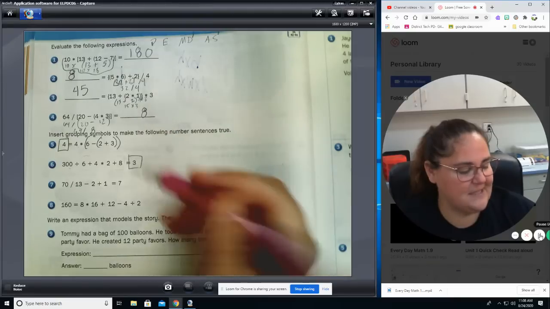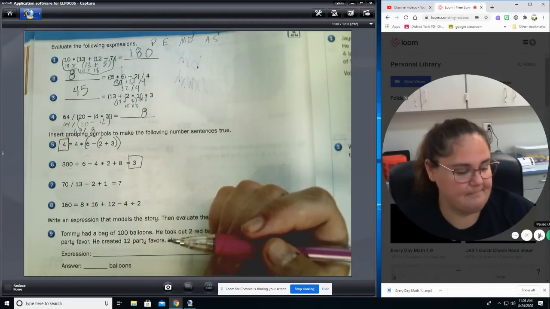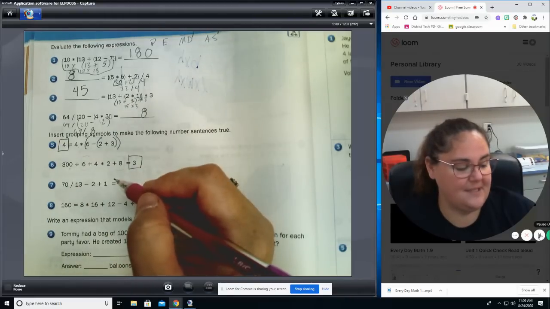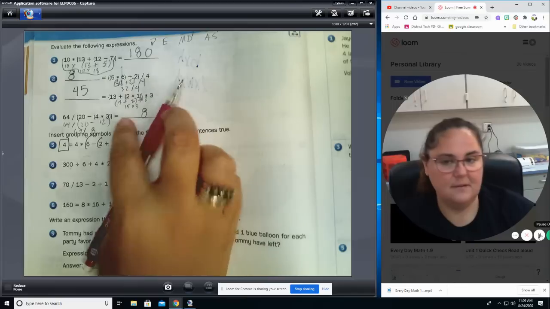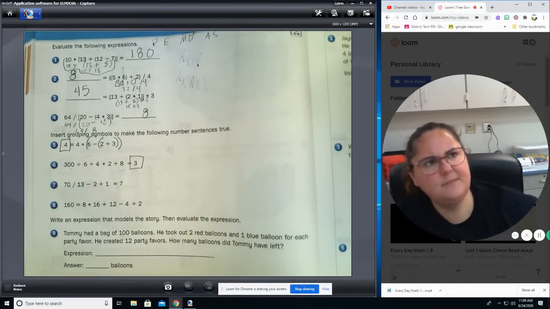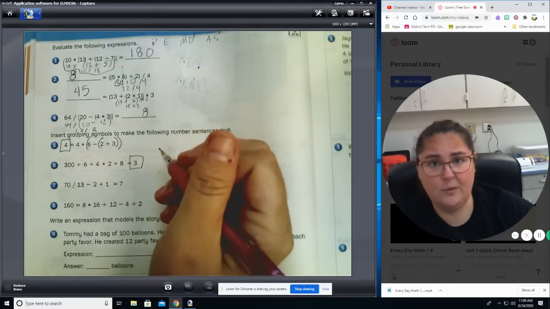All right, so let's see. I know 6 plus 4 is 10. 8 plus 2 is 10. And if I multiply those together, that would be 100 times. And you know, sometimes when I'm teaching these things, it helps me think through things differently. And I was totally wrong again.